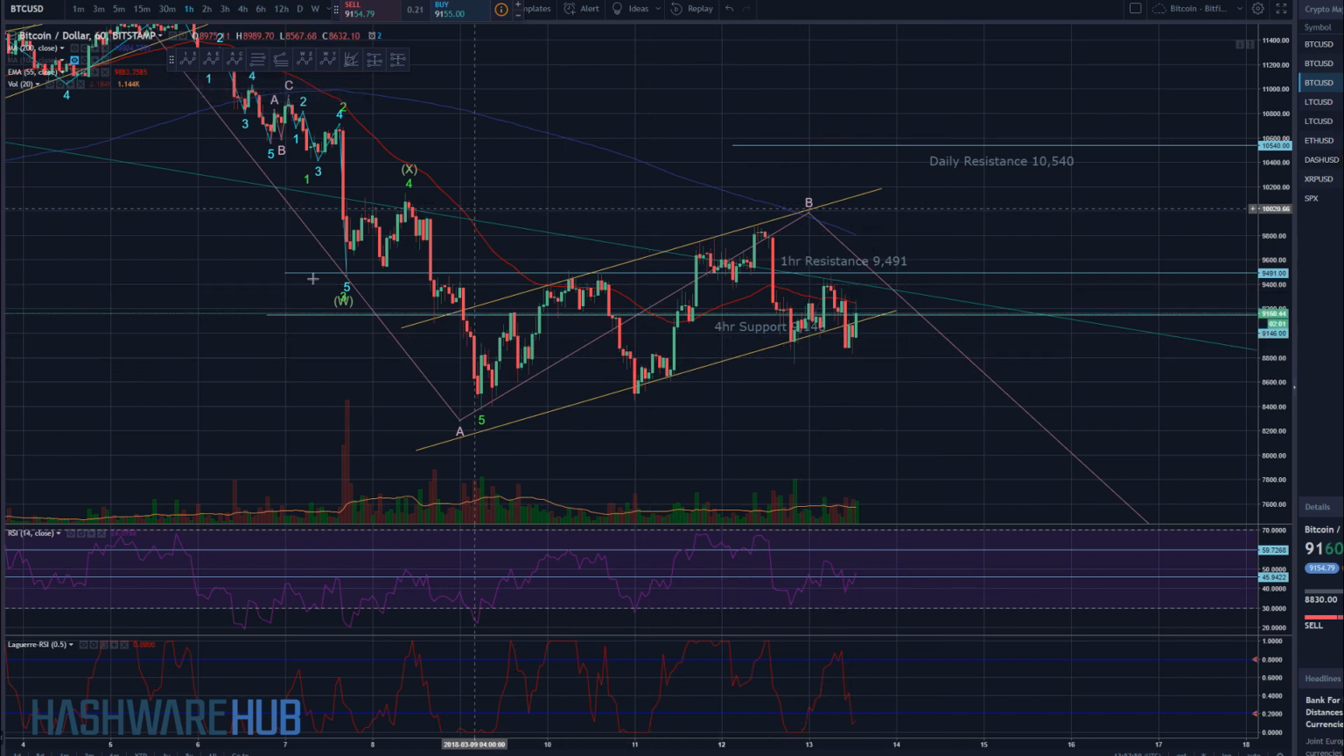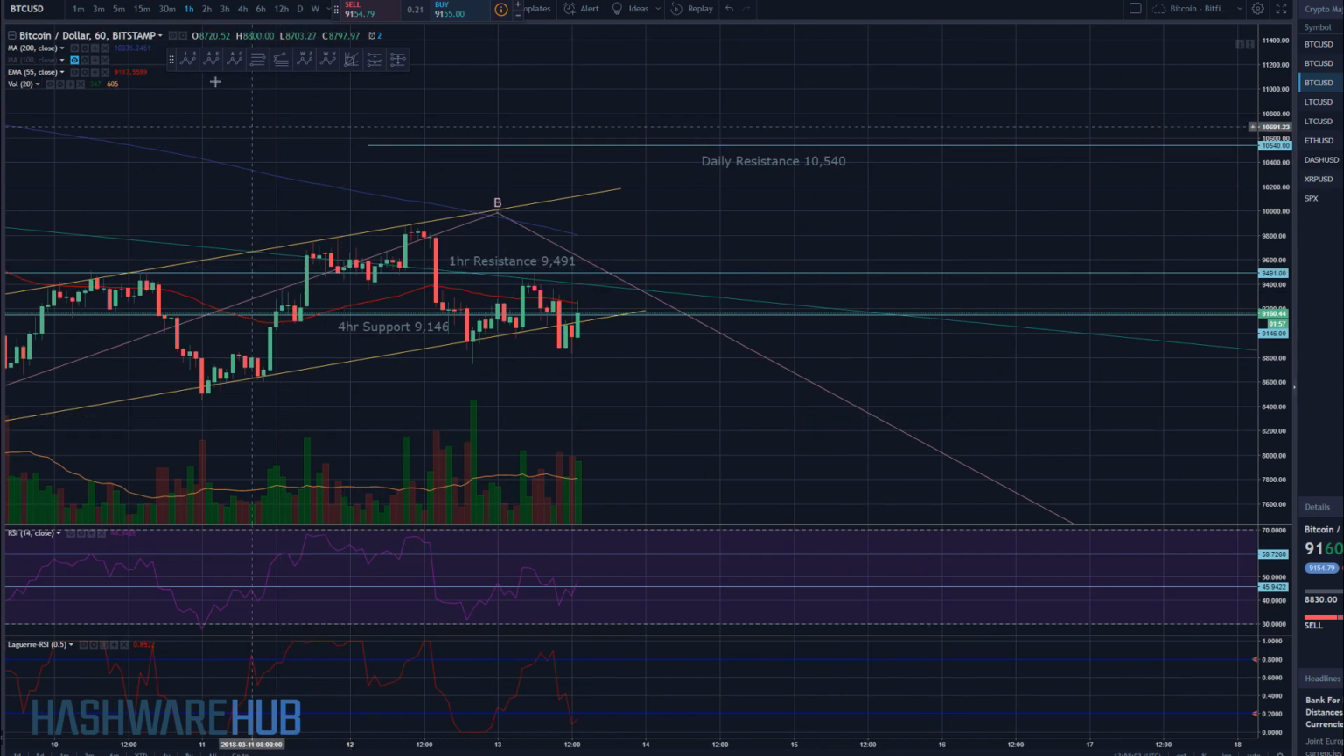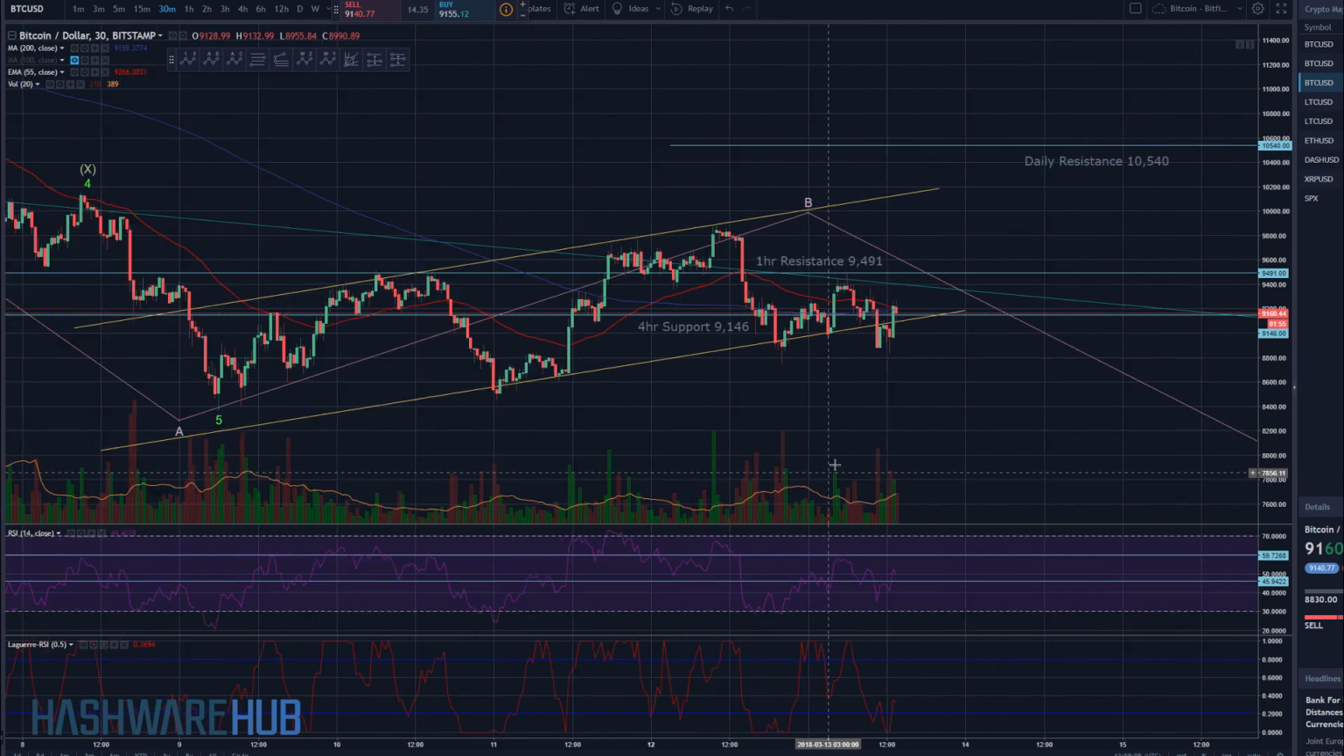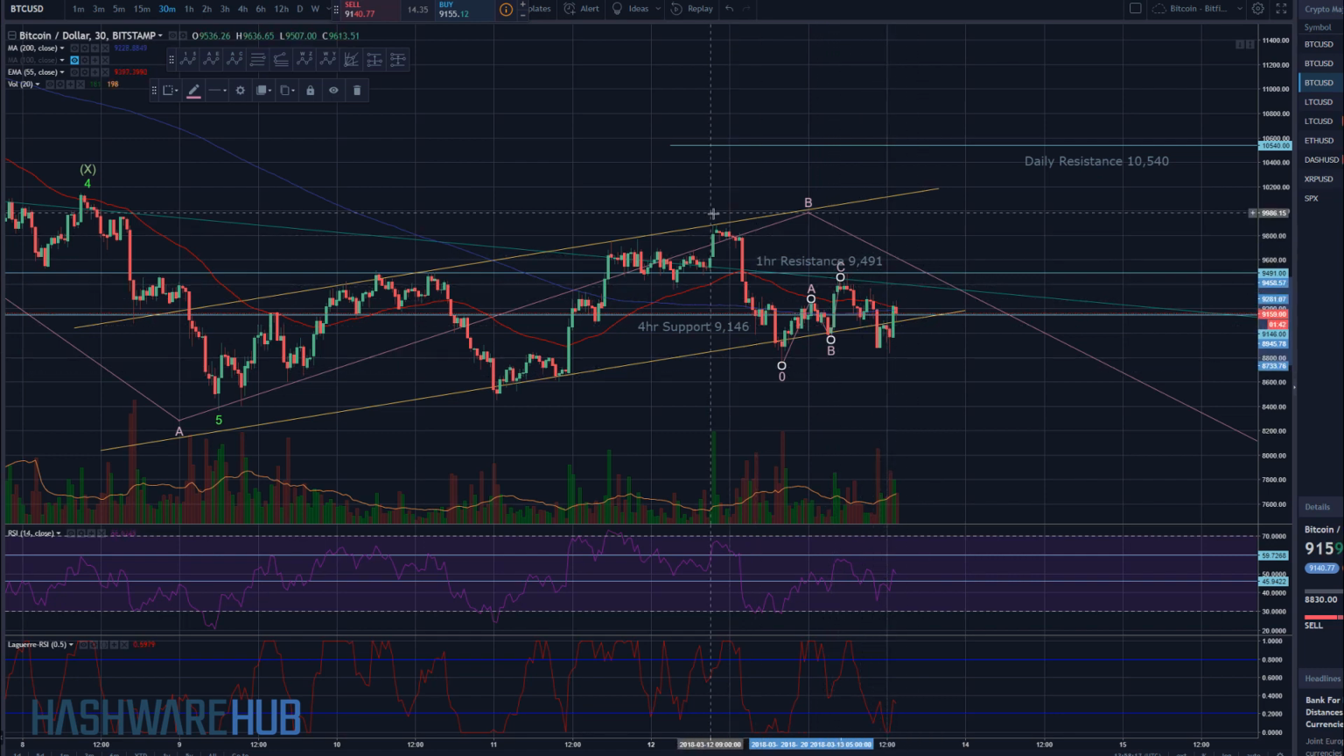So another way in which we could look at this, let's zoom in a little bit more, is we can have an A, a B, and we had a C, right? And right here, this is maybe the beginning of the 3rd wave. So this would be 1, this would be 2, and it would be the beginning of the 3rd wave.